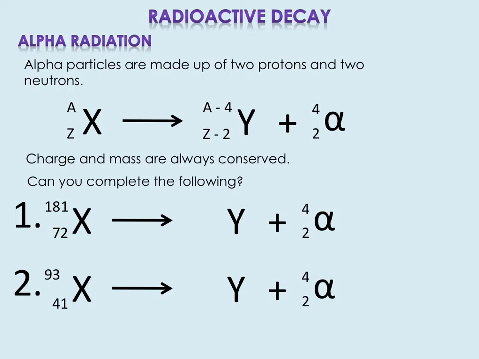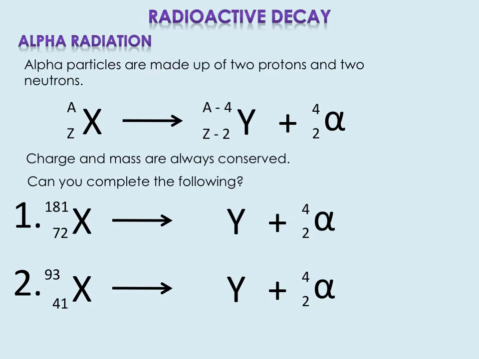So when we look at our decay equation, we can see that our proton number decreases by 2 because we've lost 2 protons with the helium nucleus, which is the alpha particle. And our nucleon number decreases by 4. That's because we've lost 4 nucleons, remember 2 protons and 2 neutrons, when we emit our alpha particle. So we can apply that convention now to the questions below. For question 1, we have X is 181 and 72 to begin with. So what will our particle Y have in terms of its atomic number and its atomic mass number?